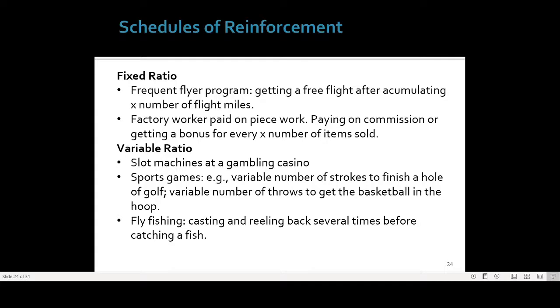Now, in sports games, the variable number of strokes to get the ball into the hole in golf is a variable motivator. Not everyone can reach the golf hole in 5 strokes or 6 strokes. A variable number of throws to get the basketball in the loop is also a variable reinforcement. At once you can't just put it into the basketball loop. In the case of fly fishing, people who go fishing put the rod in, and every time you don't catch the fish. You have to try several times, and only then are you going to catch the fish. So it's a variable ratio reinforcement.